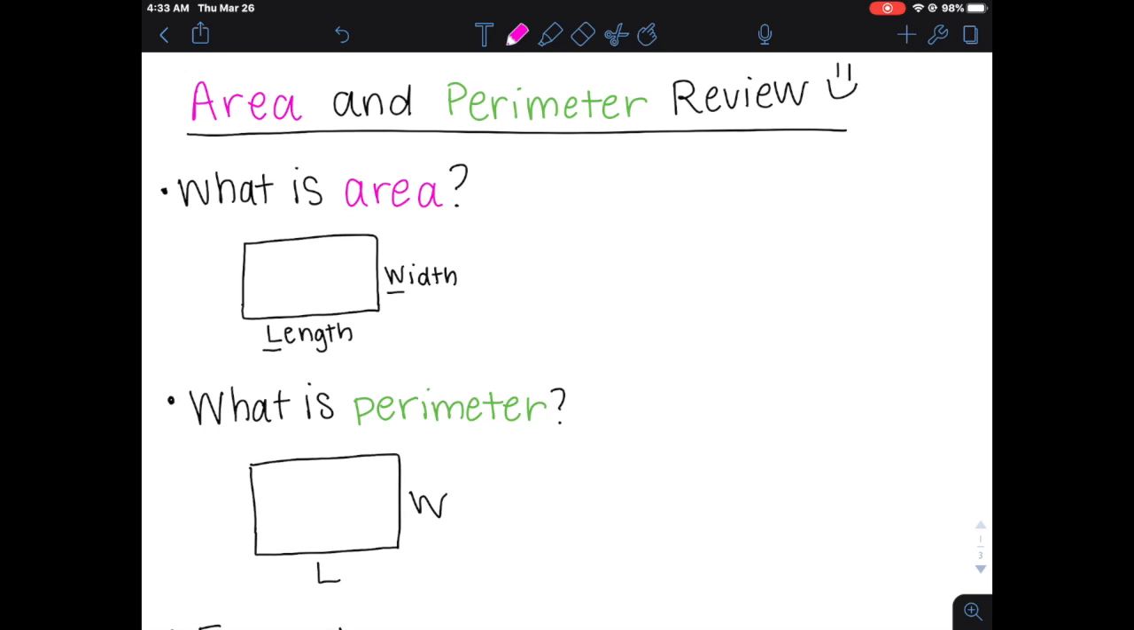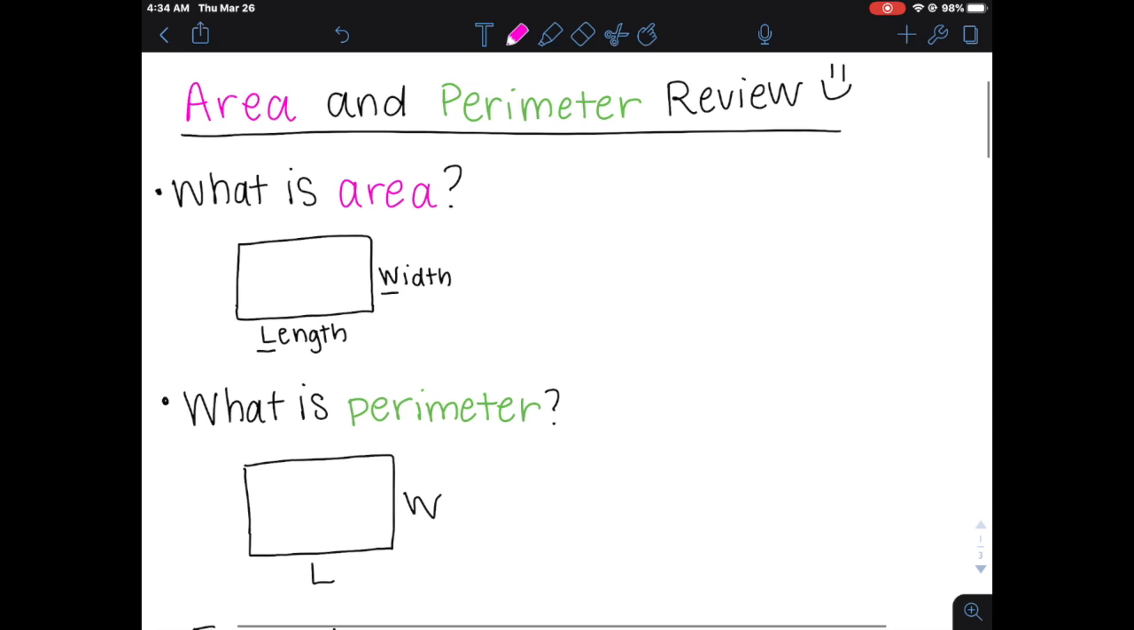Looking through your supplemental packet, it looks like you guys have some area and perimeter problems. So I wanted to do an area and perimeter review. So let's start off with defining what is area.